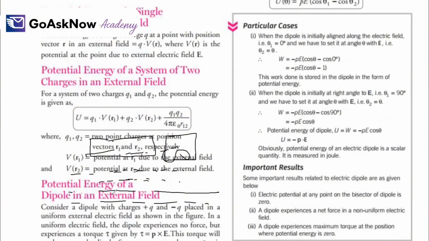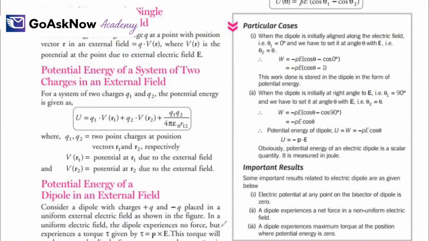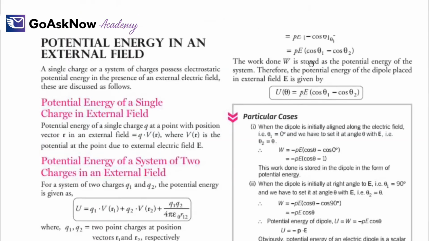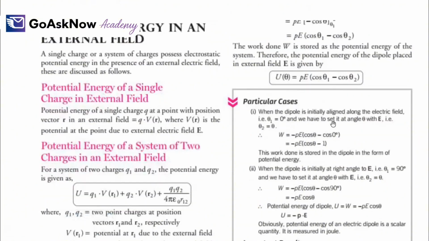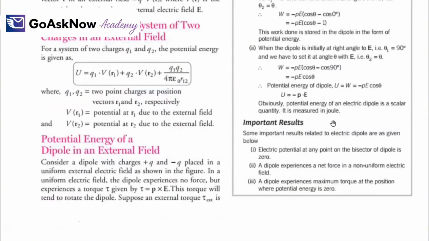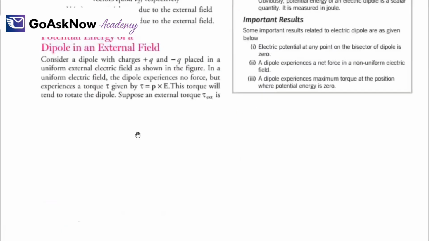Potential energy of a dipole in an external field. This we have already covered, so we will skip this because it is just equal to PE (cos theta 1 minus cos theta 2). The work done W is stored as the potential energy of the system. Therefore, the potential energy of the dipole in an electric field is given by P E (cos theta 1 minus cos theta 2). I hope that you got all these things.